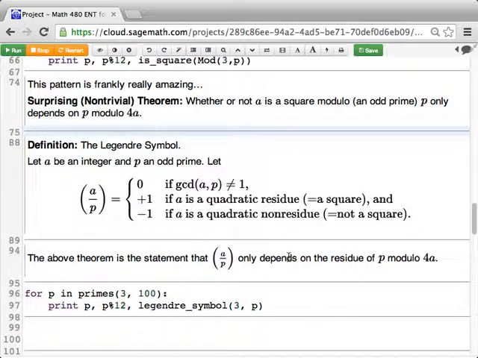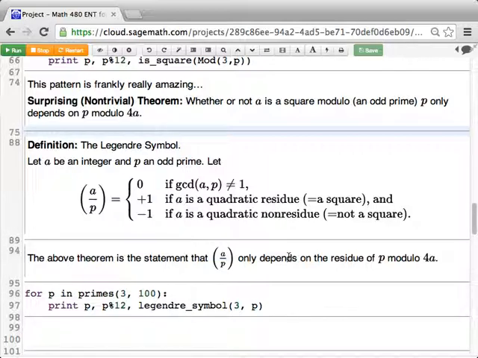And the theorem that I pointed out above, the thing I stated, which we haven't proved yet, but we're going to get to. By the way, the proof isn't so easy, and very surprisingly is going to involve, well, this and other things. It'll involve sums of roots of unity. So you'll see. The above theorem is the statement that this symbol a over p only depends on p mod 4a. So that's just an equivalent statement of what we just did.